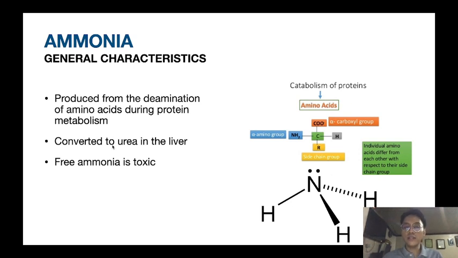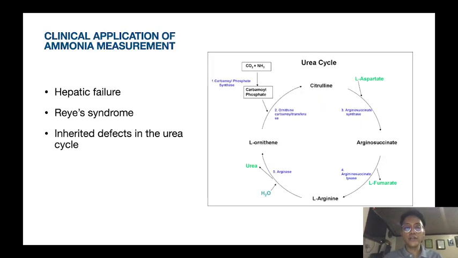So this is converted to urea in the liver, kasi 'di ba kanina protein, amino acids will be deaminated to ammonia and ammonia will become urea. Okay? In the liver. So free ammonia is toxic kaya siya ginagawang urea kasi toxic ang ammonia. Ang urea hindi naman siya masyadong toxic, 'di ba? Mas toxic ang ammonia. Okay, that's why it will become urea.